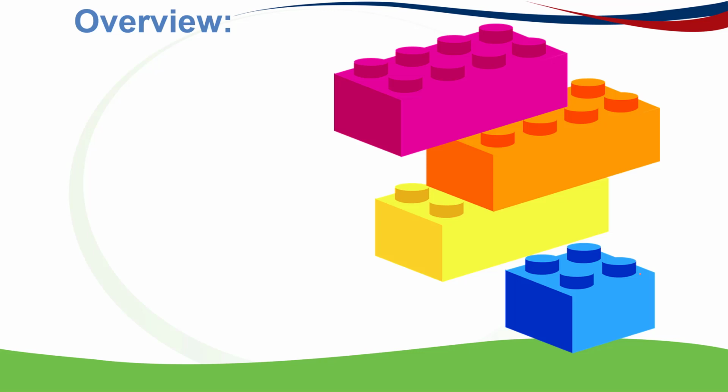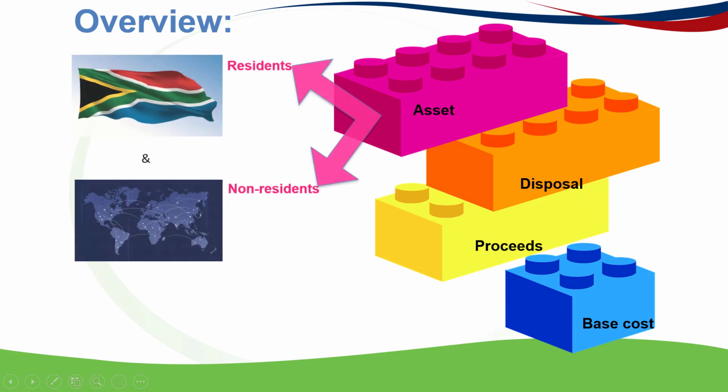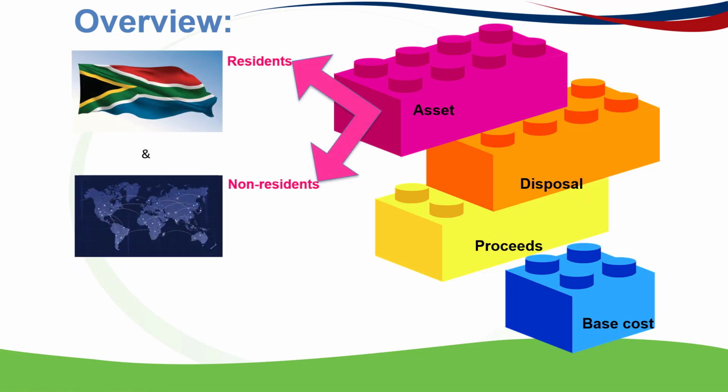Now, let us look at the overview of capital gains tax. There are 4 building blocks for capital gains tax, which are an asset, a disposal, proceeds, and the base cost. If any of these building blocks are not present, then the capital gains tax rules are not applicable. It is also important to note that capital gains tax is applicable to disposals of both a resident as well as certain assets disposed by a non-resident taxpayer.